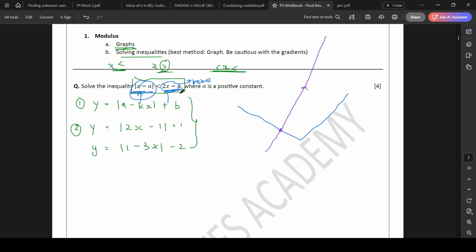You should always ask yourself how the graph should look depending on the gradients. If you have all of these things on your fingertips, that's my guarantee: almost any kind of question with respect to modulus, you will be able to solve very comfortably. I'll see you in the next video where I'll give you an example by solving this question.